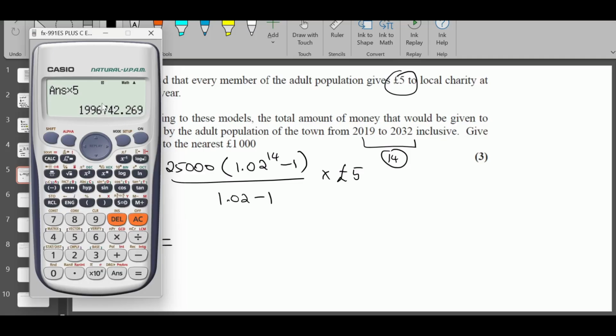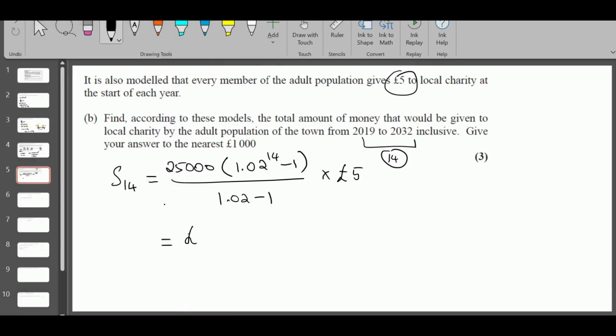So when you round it to the nearest 1000, 1,996,7xx becomes 1,997,000 pounds. That's the answer. Just a 3-mark question.